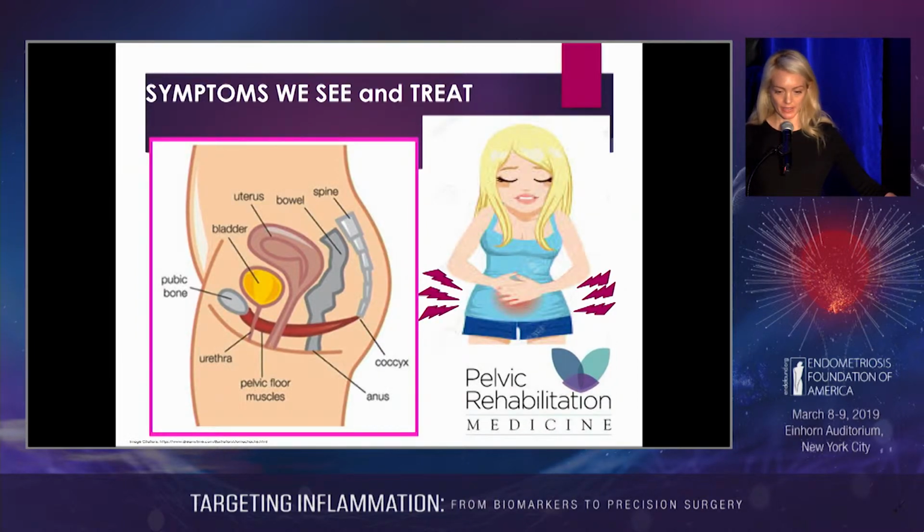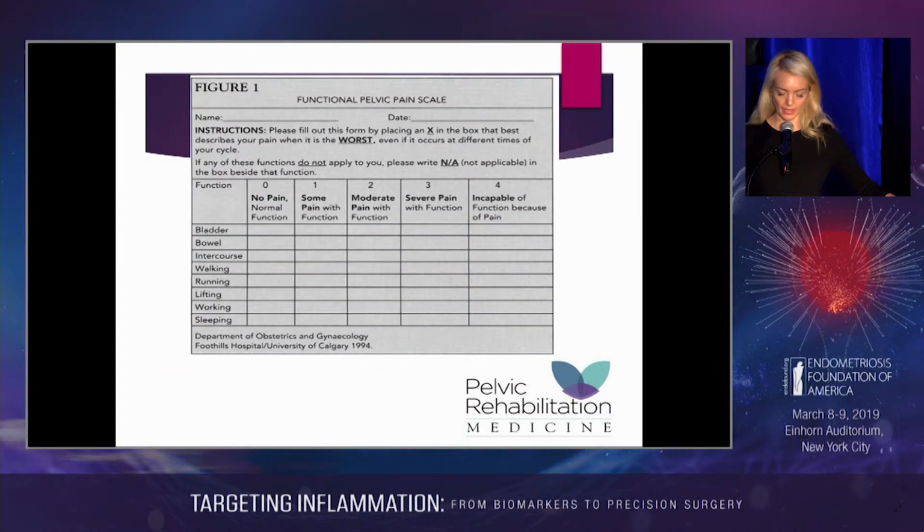Symptoms we see and treat include lower abdominal pain, urinary urgency and frequency, pain with intercourse, and pain with either bowel movement or constipation. This is how we're measuring our progress as physiatrists. It's all about return to function. So the data I'll be presenting later uses something called the Functional Pelvic Pain Scale. It came out of Calgary, and it's about bowel, bladder, intercourse, exercise, and ability to work and sit.